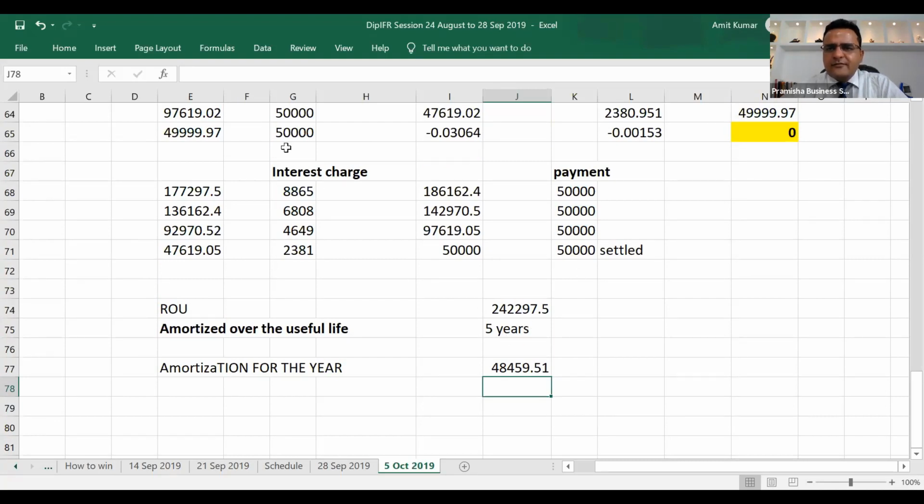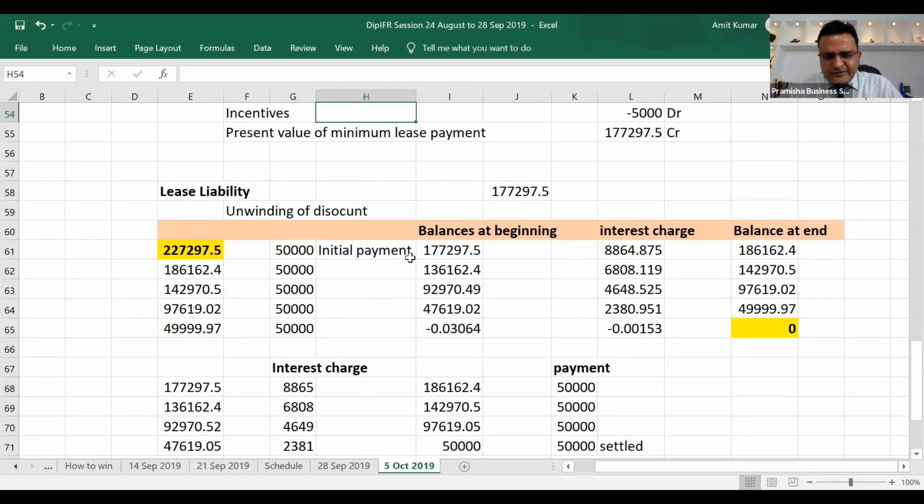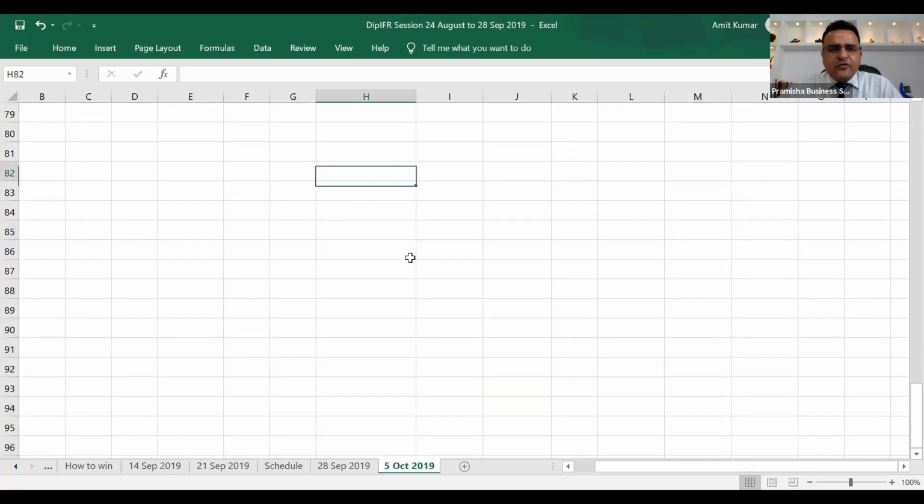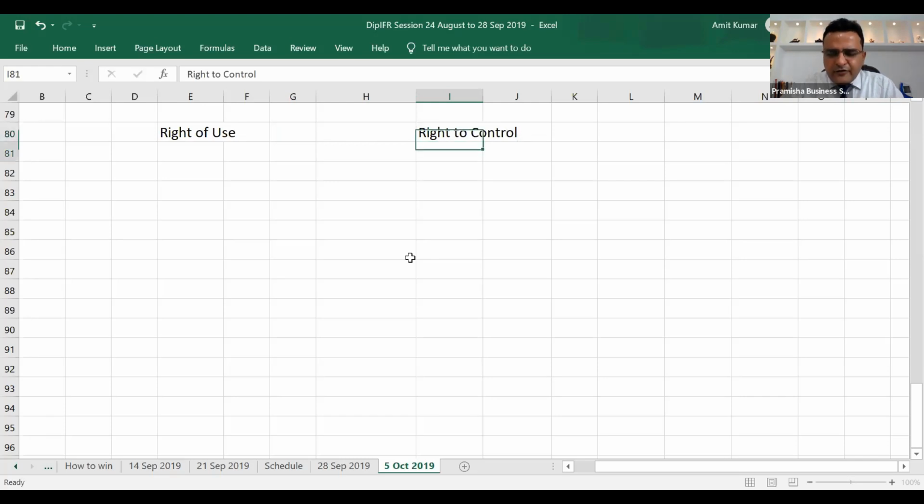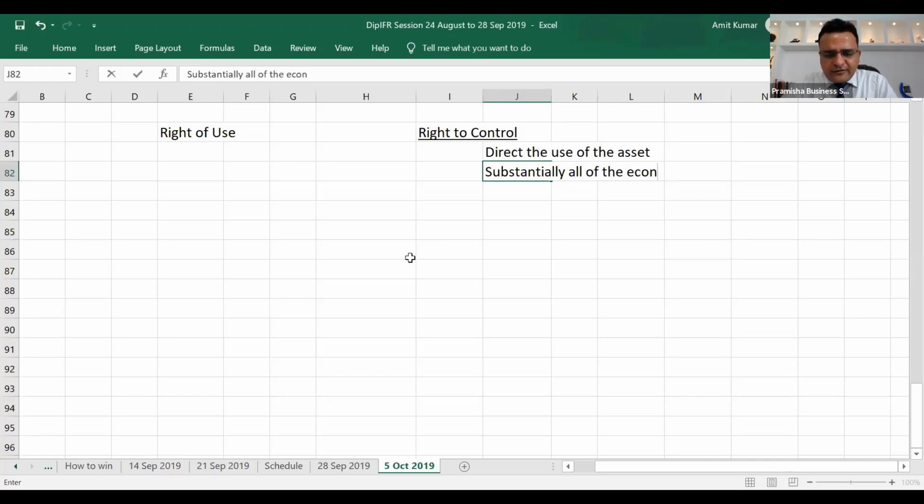Now, when we enter into a lease, I am stressing the point that right of use is an asset. Right of use is a right to control. And when you have the right to control, when you can direct the use of the asset, and you're going to receive substantially all of the economic benefits.